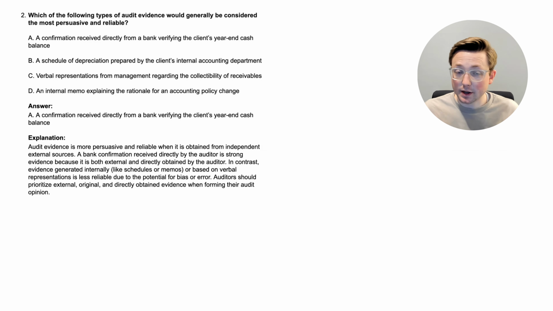So this is some of the best evidence that you can get: external, independent, directly given to the auditor. That's what we typically want to focus on if we can get it. You can, of course, still use internal evidence or even oral evidence, but the best evidence is typically going to come from external, independent sources, and it's going to be given directly to the auditor.